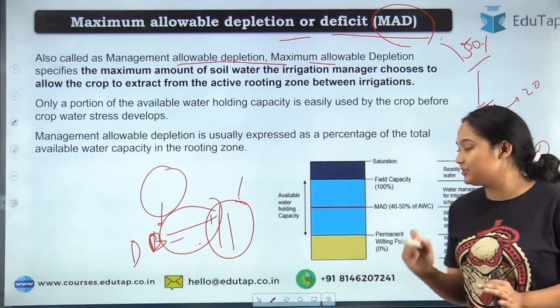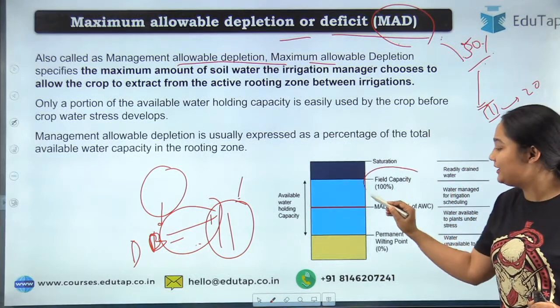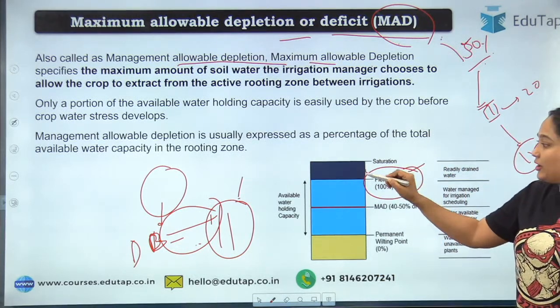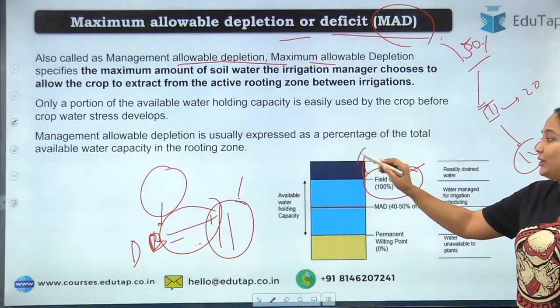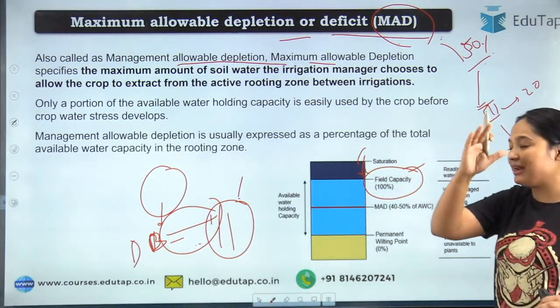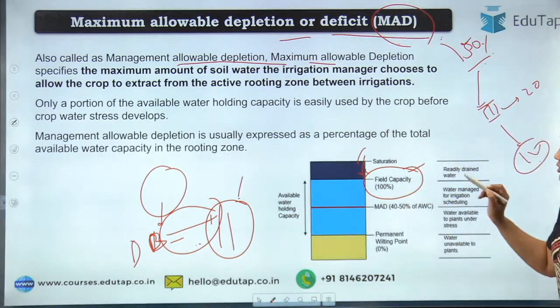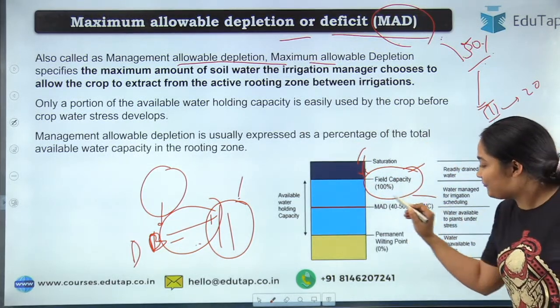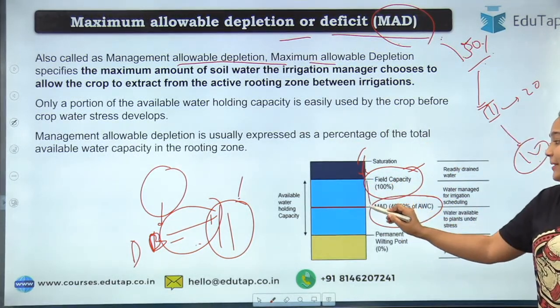Simply understanding it through the chart. Let's say this is your field capacity at 100%. Beyond this, if you give water, it won't be absorbed. So irrigation water, gravitational water, is gone out. You will wait till 40 to 50% of field capacity is gone.